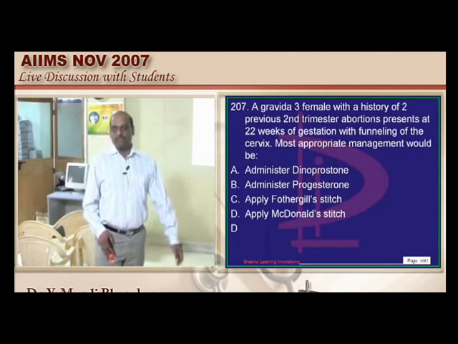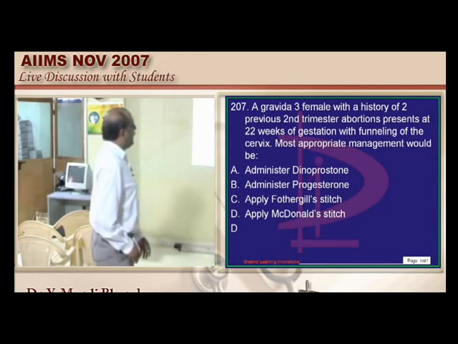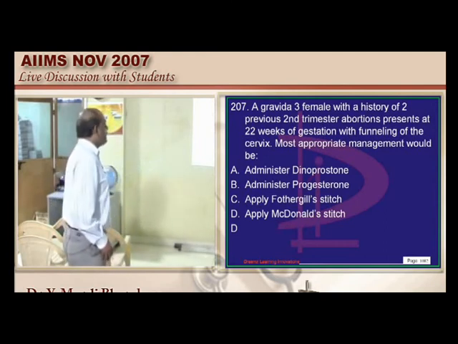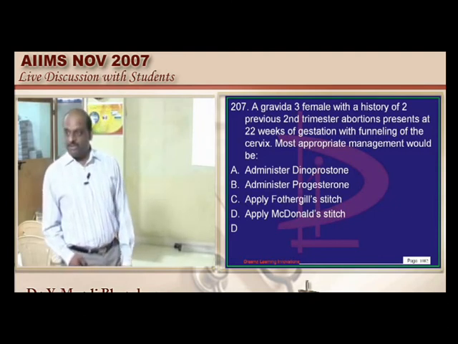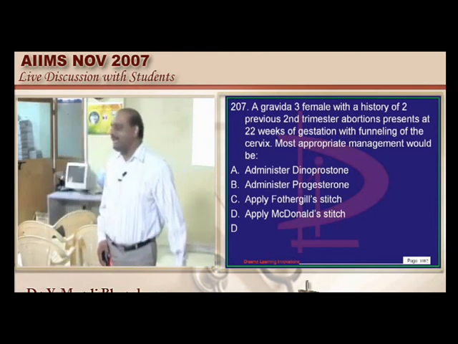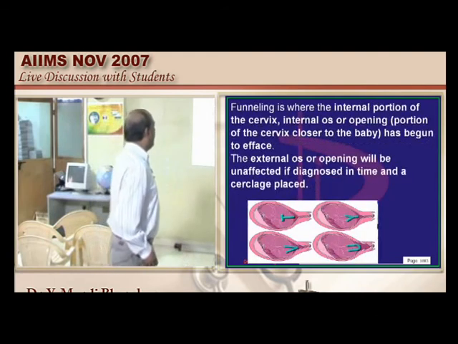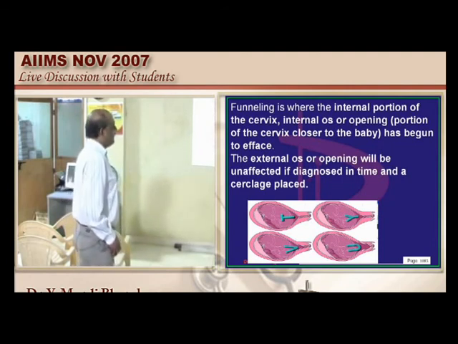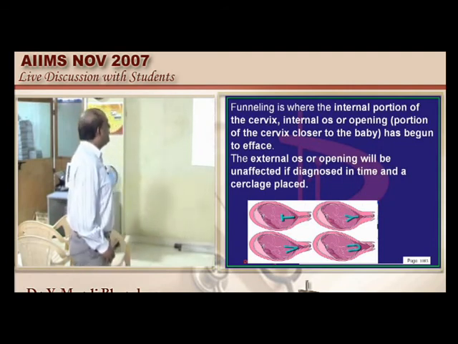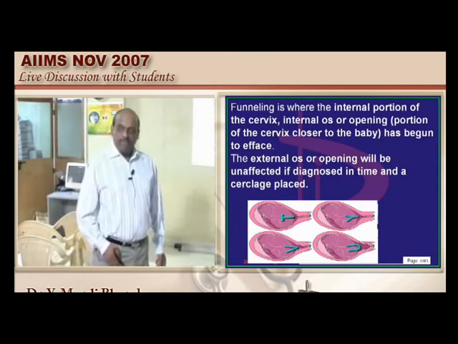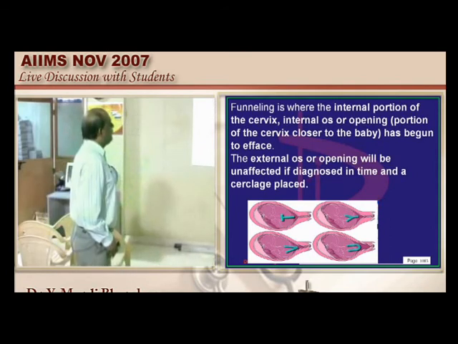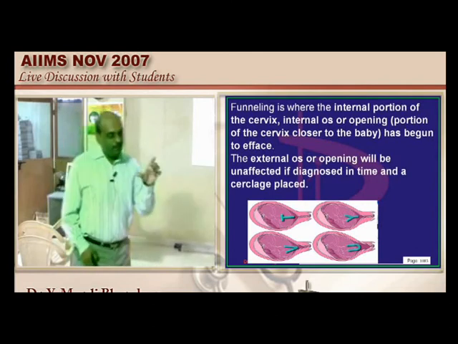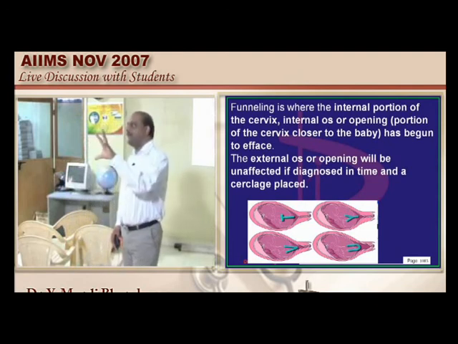Let's go to the next question. A gravida 3 female, history of 2 mid-trimester abortions, presents at 22 weeks of gestation. Are you sure it is 22 weeks, doctor? Because this 22 is a little atypical. I will come to the point. Now what is the most appropriate management? All of you know, funneling of the cervix, which is given as a finding, is suggestive of what? Very good. It is suggestive of incompetent cervix. The cervix has got one internal os and external os. It is the opening of which part of that os that is called funneling, doctor?